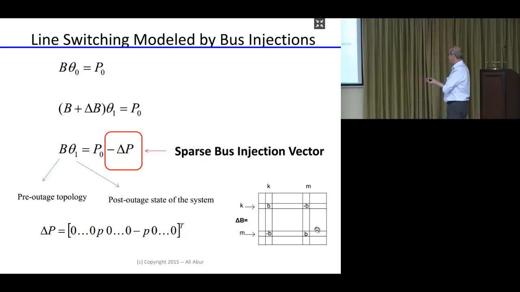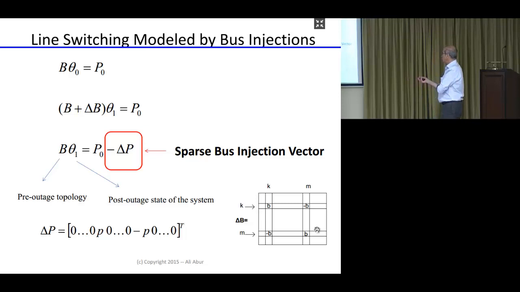So based on this structure, you can show easily that delta P will be a sparse injection vector, which will look like this, all zeros except for 2 entries, and those 2 entries corresponding to bus K and M, or row K and M. And of course, their signs will be opposite because of these signs here. So the equation will be this, and you can see that we are keeping the same topology, so B remains the same. Of course, the solution changes to the post-outage system state, and the injection changes as well.